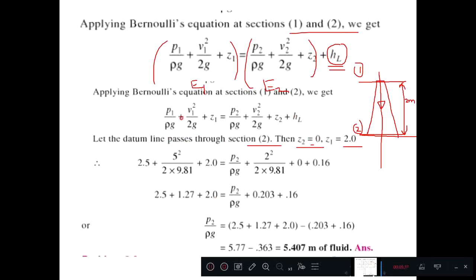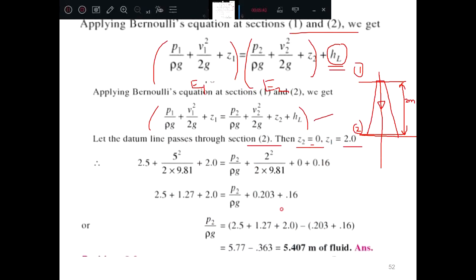Substituting all the data in this equation and simplifying, we get P2 by rho g. Finally we get the pressure head at section 2 as 5.407 meter of fluid. Since at section 1 the pressure is given in terms of head only, you have to keep the pressure at section 2 also in terms of head. So this is the answer we got.